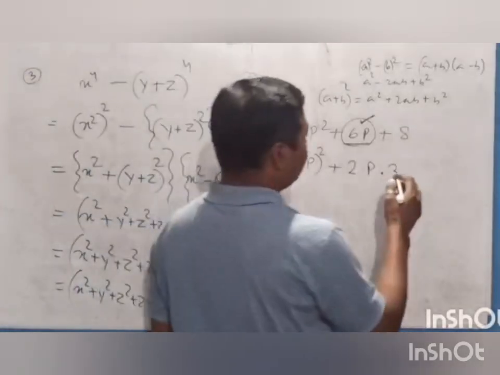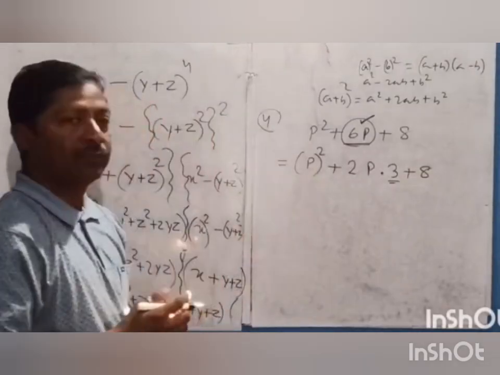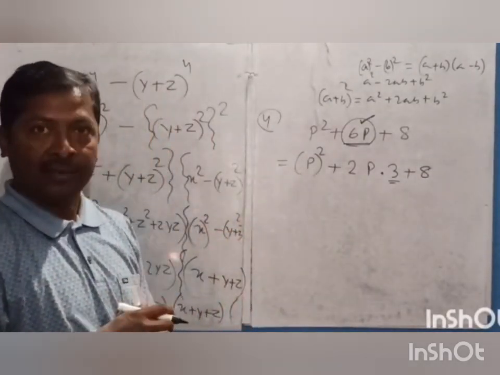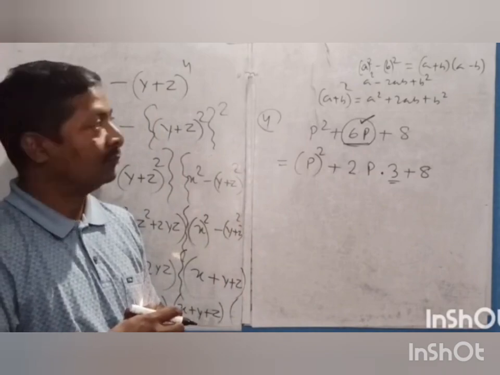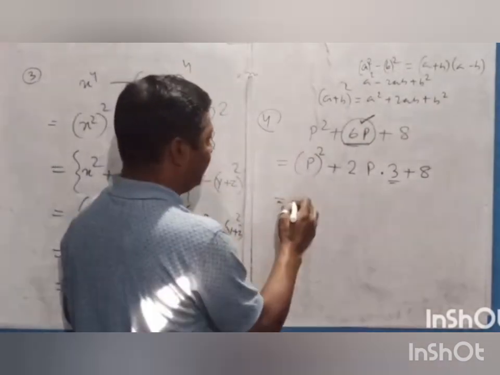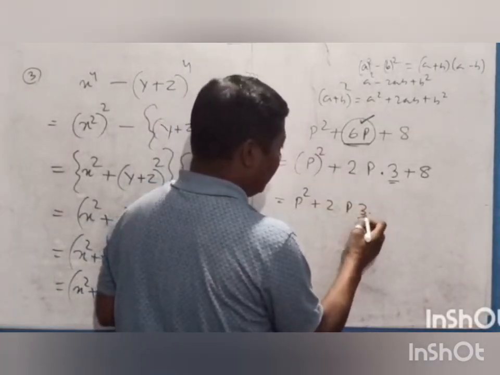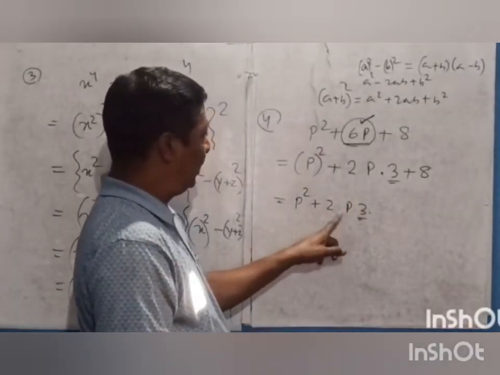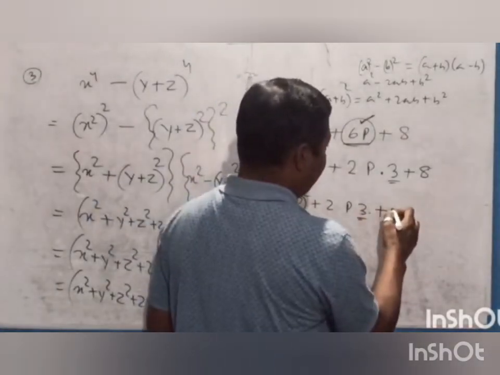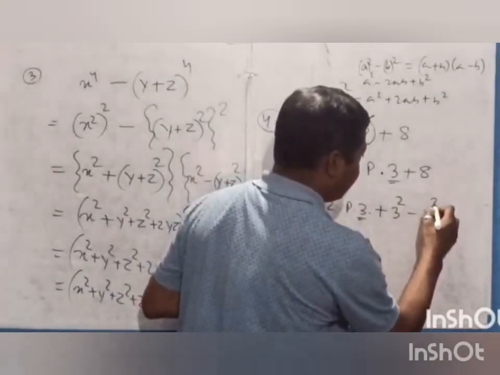Now plus 8. So I have got a square plus 2ab. I need another term, that is b square. So p square plus 2 into a into b. This is b. 2a is p and this is b. So I am adding 3 square. Again subtracting 3 square, plus 8.